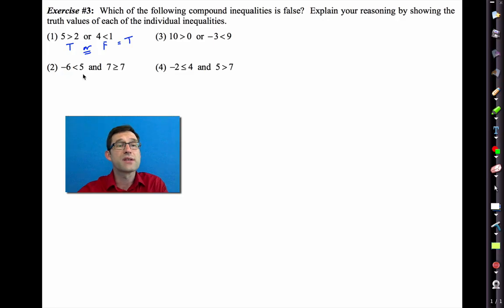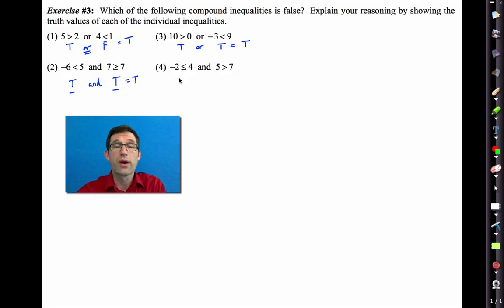Choice 2, -6 is less than 5. That's true. 7 is greater than or equal to 7. That's true. Now, the only way an and is true is if all parts are true, but those are both true. Number 3, 10 is greater than 0. That's true. Or -3 is less than 9. That's also true. But that's completely okay. Right? The only way an or is false is if all parts are false. Since those are both true, it's still true.